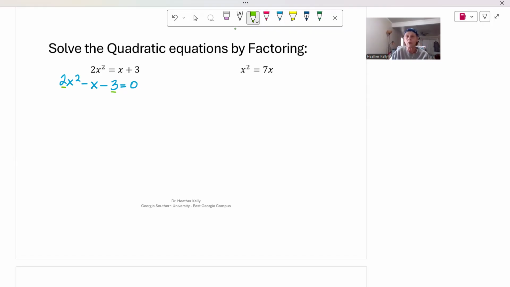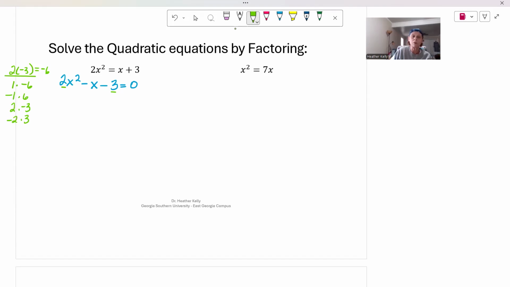And now we're going to multiply our 2 times our negative 3. Do mind what that sign is. It'll help you along the way at the end as far as not having to guess what the signs are once you figure out what the numbers are. So we have 2 times negative 3 is equal to negative 6. And the ways that we can get negative 6 is 1 times negative 6 and negative 1 times 6, of course. 2 times negative 3 and negative 2 times 3.